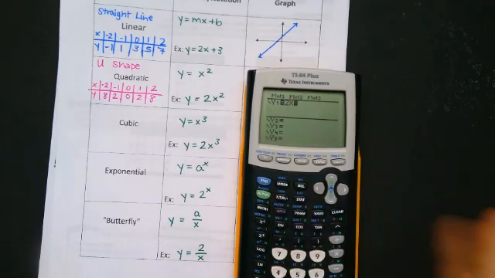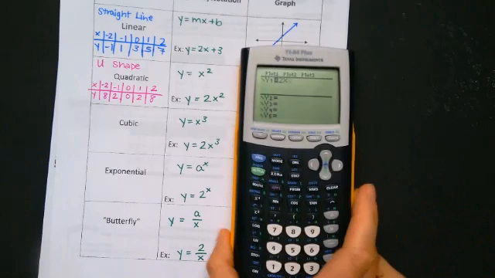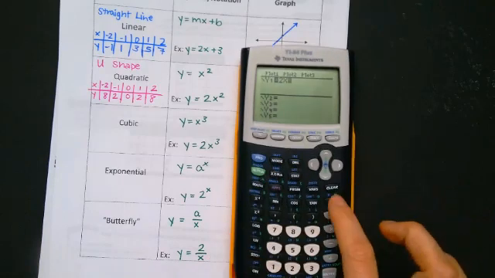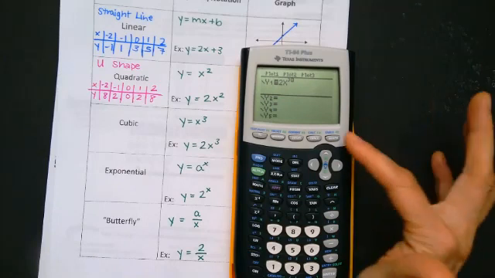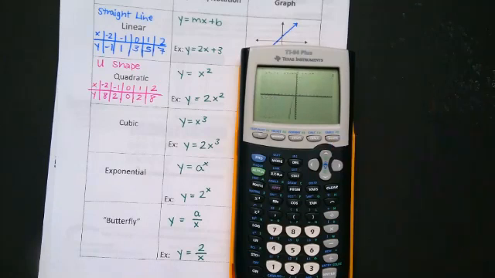And then to the third power, there's not a fancy button for that. You're going to have to use the caret key, which is under the clear, and then the 3 for the exponent. And then you have it entered. Okay, go ahead and press graph. And our cubic graph looks like this.